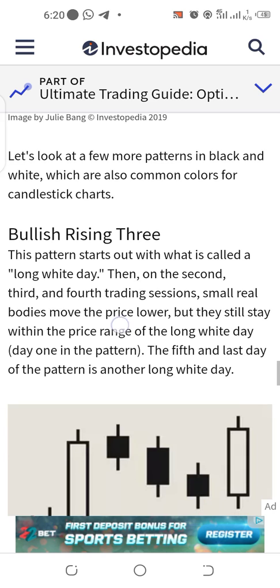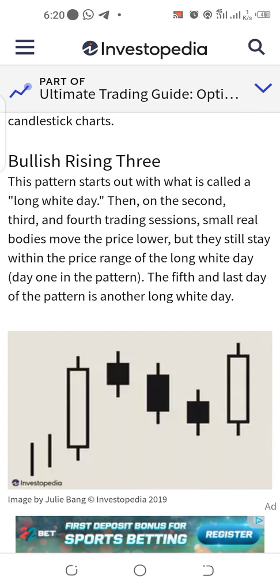So, bullish rising three. This pattern starts out with what is called a long white day. A long what? White day. Then on the second, third, and fourth trading sessions, small bodies move the price lower, but not lower than the real white body. You see what it means there?